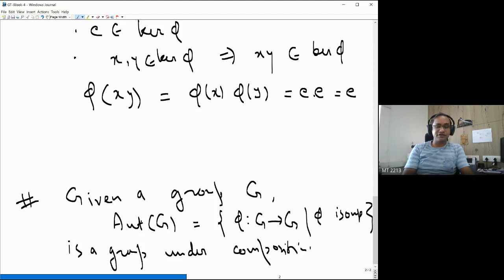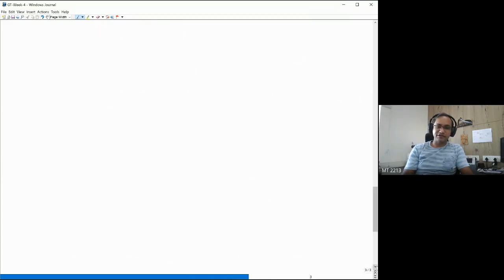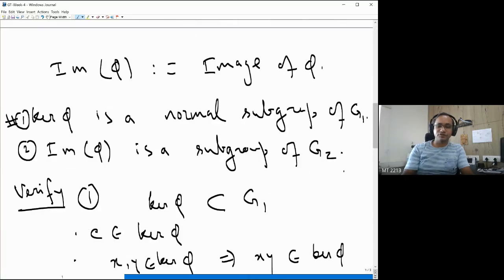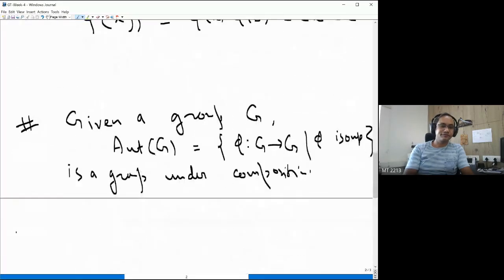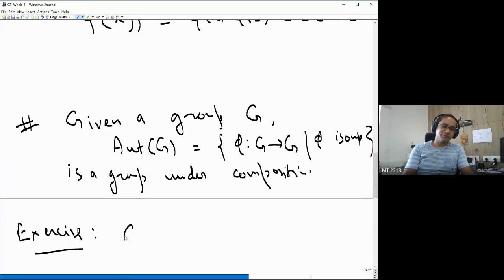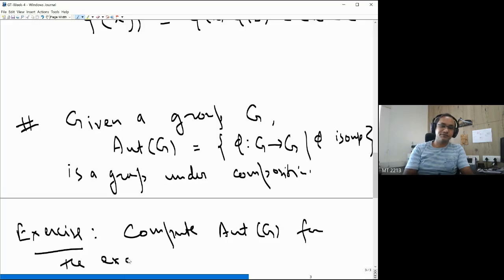And it's again an interesting exercise to calculate Aut G for various examples of groups. This is like an open-ended exercise for you: for all the examples of groups, compute Aut G for them. Exercise: compute Aut G for the examples. Certainly try one or two examples at least.